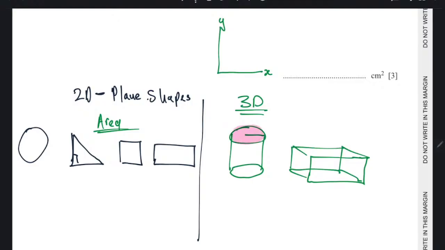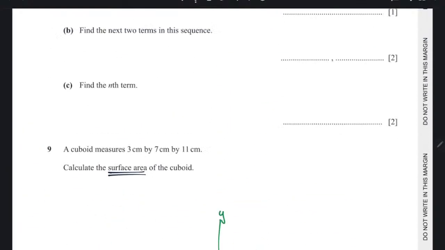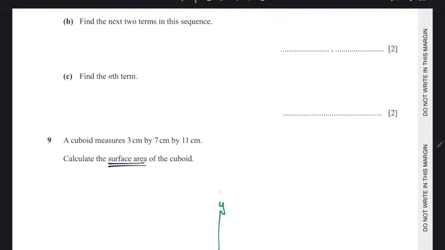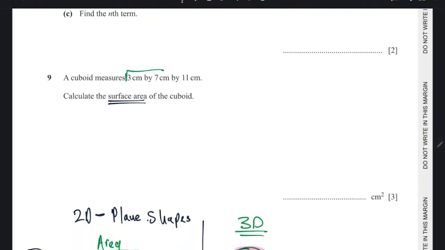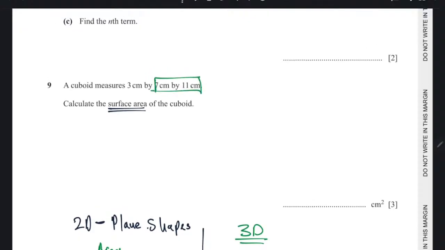So you get the circle here, which is on top. The circle here, these are the faces. So when we say surface area, we want the faces. Area of the top face, which is a rectangle. Area of the bottom face. You understand? So you have a cuboid, and that means it has 6 faces. 2 faces are 3 by 7, 3 by 7 this side, 3 by 7 the other side. 2 faces are 7 by 11, the top and the bottom. 2 faces are 3 by 11.